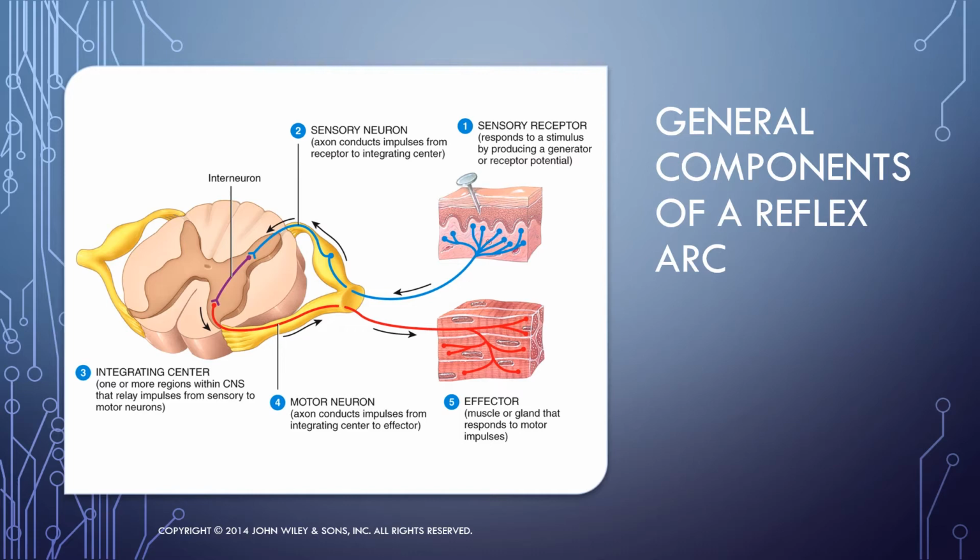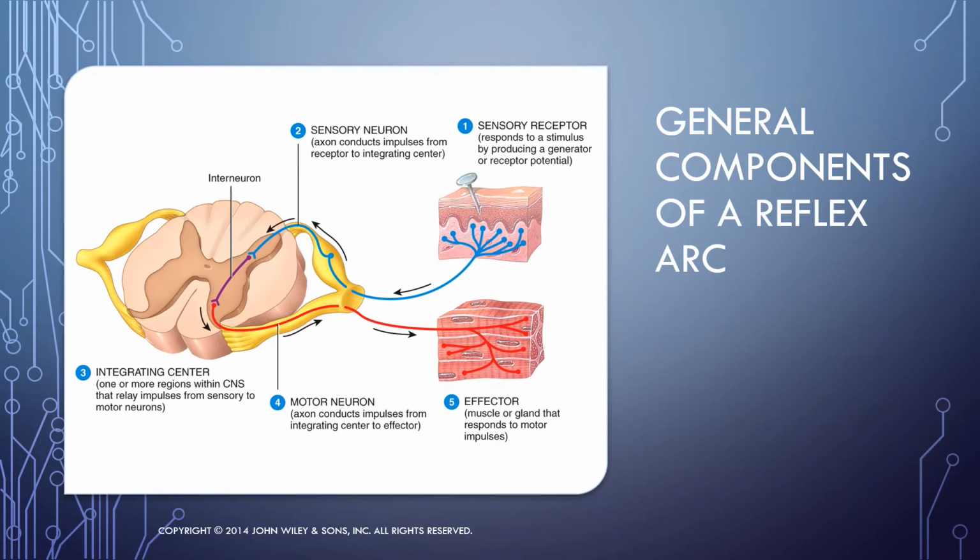Nerve impulses propagate into, through, and out of the central nervous system. They follow very specific pathways, depending on the kind of information, its origin, and its destination. The pathway that's followed by nerve impulses that produces a reflex is called a reflex arc. Here in this picture, we have an example of a reflex arc.